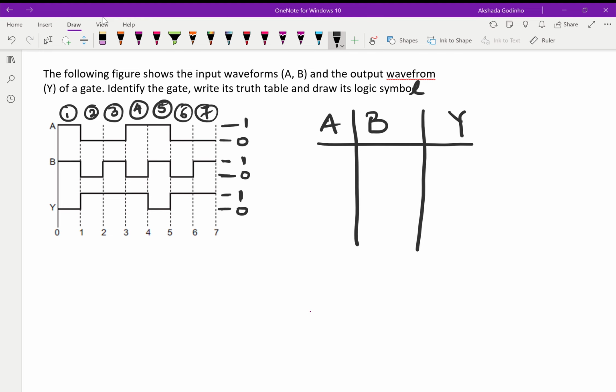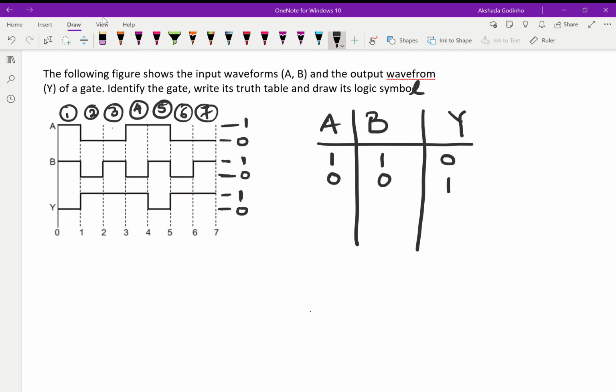If you are able to do it faster, it's better. So let's start. The first one: input at A is 1. Input at B is also 1. And the output is shown as 0. Good. Then at the second point, A is 0, input at B is also 0, but the output is shown as 1.